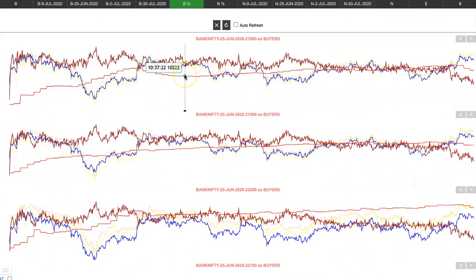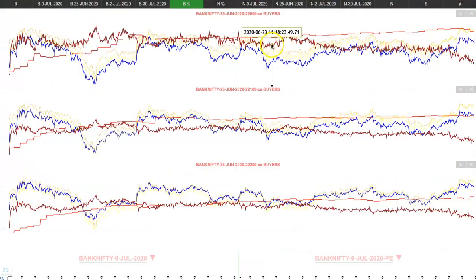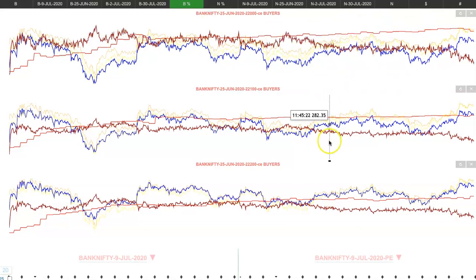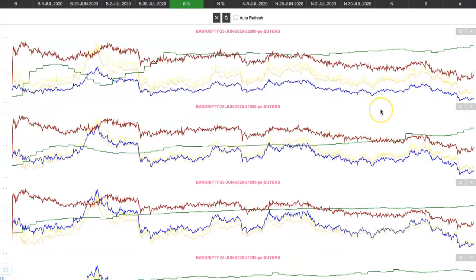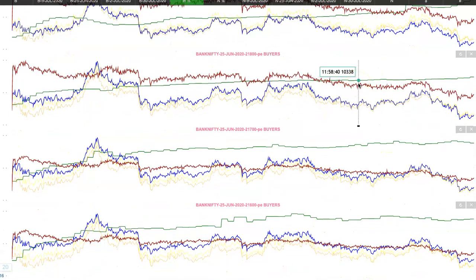Think of the call open interest red line as the resistance, and the put option open interest green line as the support. Whenever the green is increasing, the market is bullish, and whenever the red is increasing, it means the market is bearish. To be very sure about the market, when the red is falling and the green is increasing, you can be very bullish. This is how we can interpret call and put open interest.